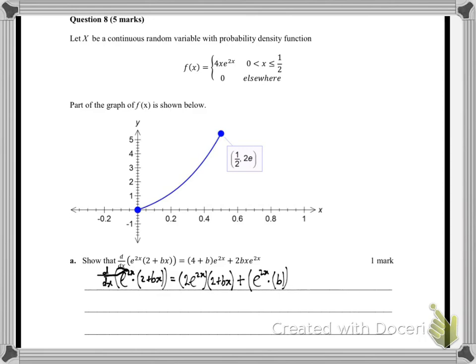Okay, expand it all out and collect your terms. That e to the 2x is a common factor. Bring that out, and then the x e to the 2x term by itself, and that there is this right hand side. That's what we wanted. Alright, good.